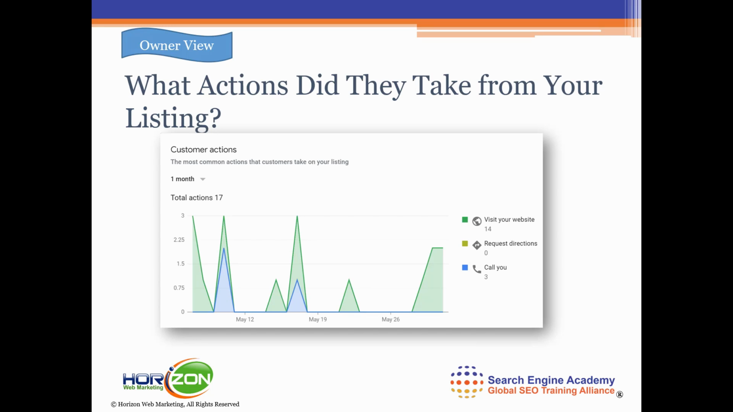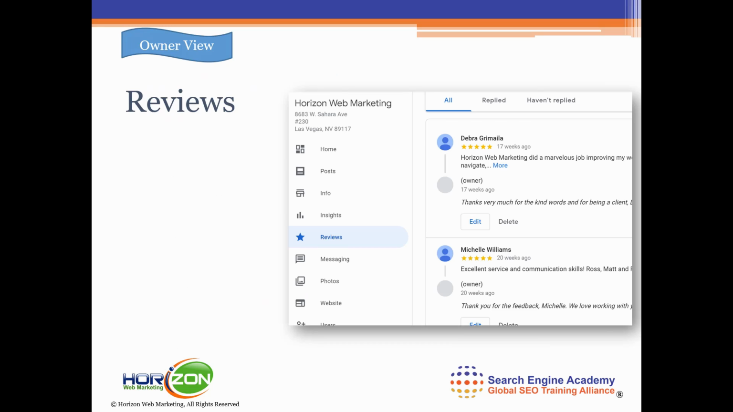We can also see what actions they took on the business. In this case, within the last month, there were 14 visits to our website. Nobody requested directions, but we did have 3 phone calls, and this would be typically where people are searching on their mobile device, and then they tapped to call the business.